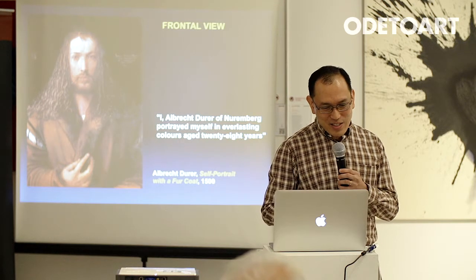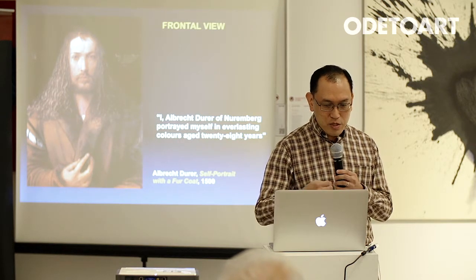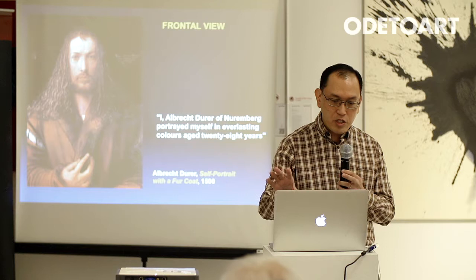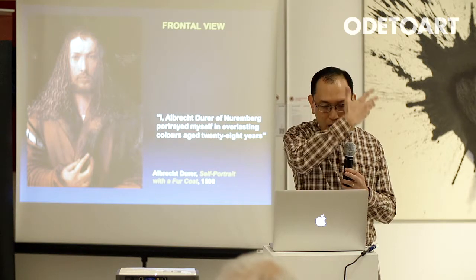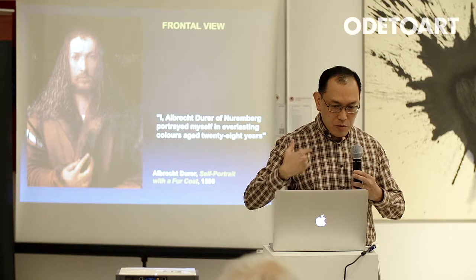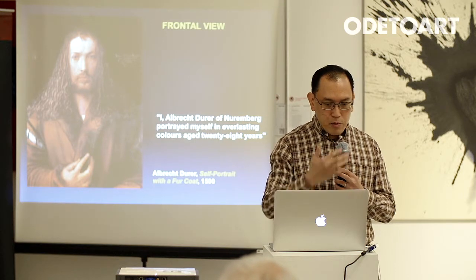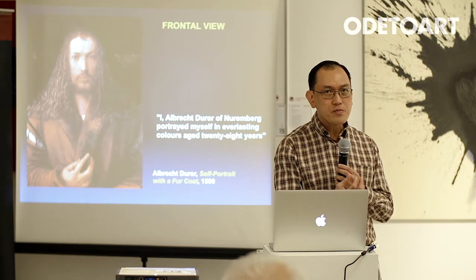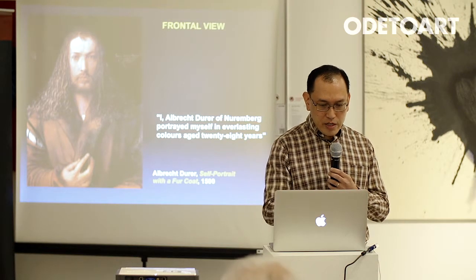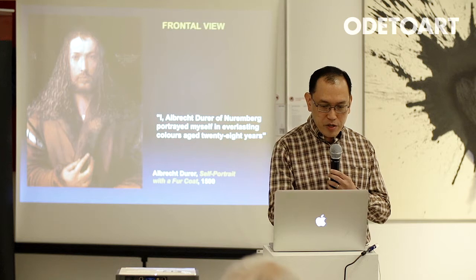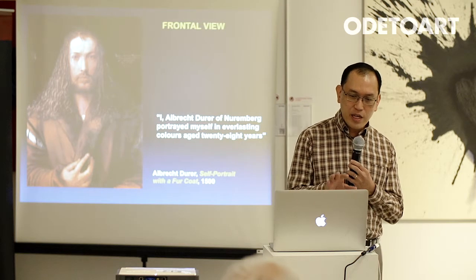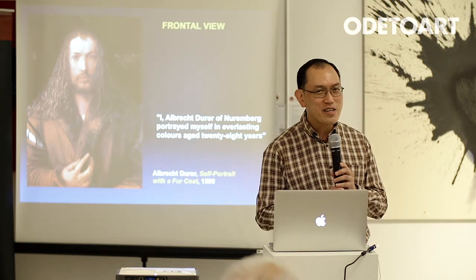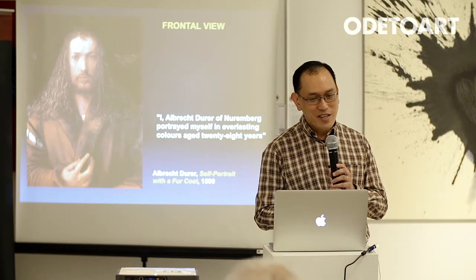But here, obviously, he wants to show himself as Christ-like, because if you compare this with medieval images, you can see similarities in the brown parting hair, the long locks with the parting in the middle, the mustache, the beard, and the gesture of the right hand. And the inscription says, "I, Albrecht Dürer, portray myself in everlasting colors, aged 28 years." So I think this is more bordering on narcissism than anything else, this particular portrait.